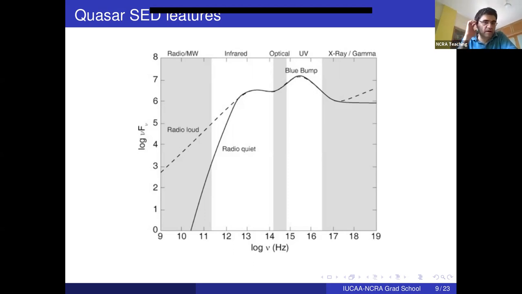Now, the amount of X-ray and gamma ray emission in quasars is quite strongly variable. That's why there is a solid line shown there, and a dashed line which is also shown there, which indicates that it can vary quite a bit, by an order of magnitude or even more.